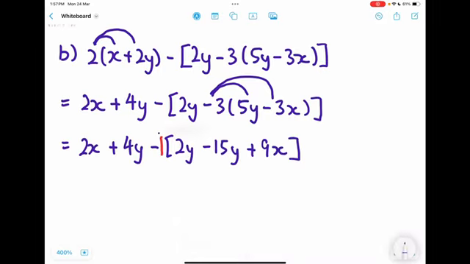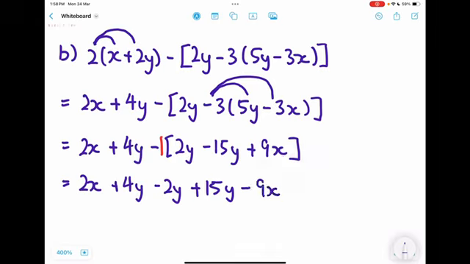Now I'm going to use the same rainbow method to multiply my negative 1 into all the terms I have in my square bracket. And that would simply leave me with 2x plus 4y. Negative 1 multiplied by positive 2y, that will give me negative 2y. Negative 1 times negative 15y, that would give me positive 15y. And negative 1 multiplied by positive 9x, that would give me negative 9x. And this is what I'm left with.